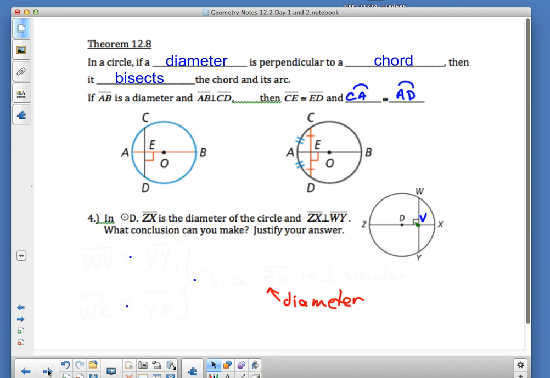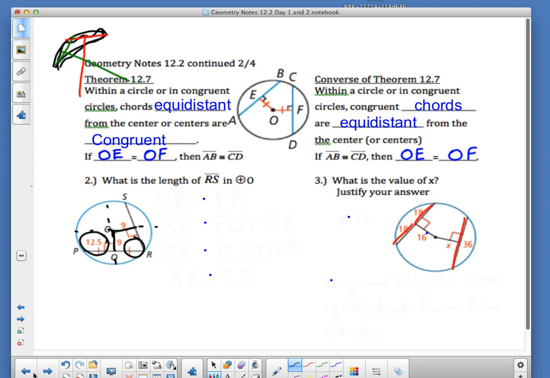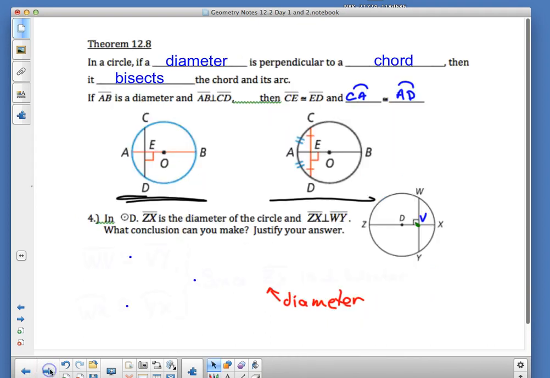Now, in a circle, if a diameter is perpendicular to a chord, then it bisects the chord and it bisects its arcs. Okay? And people are like, what? So if I have this situation, this is the result. And people are like, well, they look the same. Sorry about that, guys. That's the result. They look the same. What's the deal?